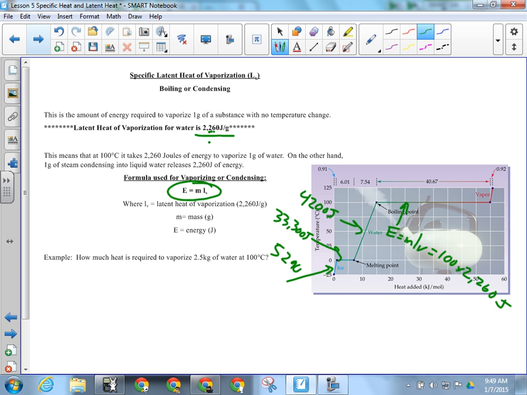Okay, so that's going to mean we're going to add 2 zeros onto that. So we're going to have 2,260,000... 226,000 joules, in order to change the state of 100 grams or 100 milliliters of liquid water.